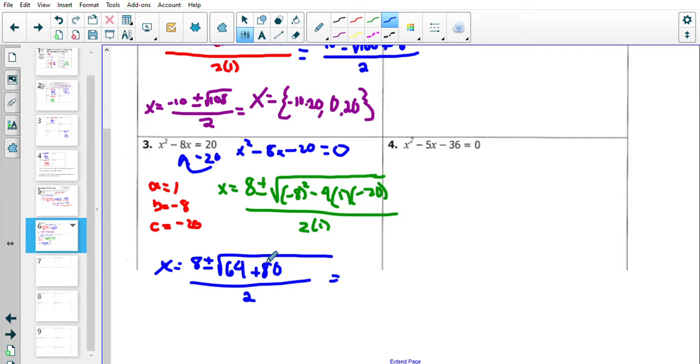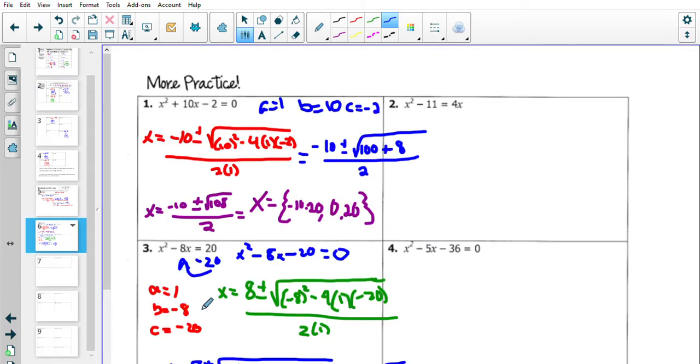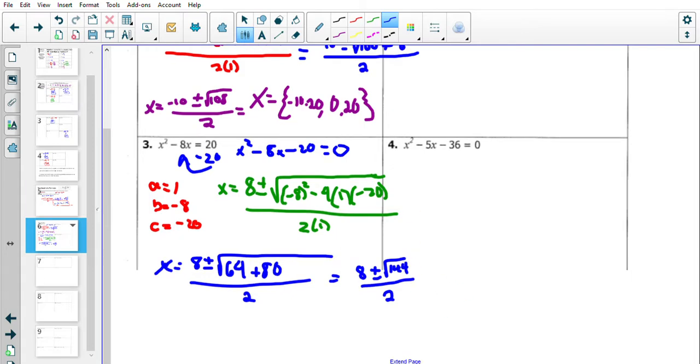Now what's nice here is when we add the 64 and the 80, so we have 8 plus or minus the square root of 144, which you should recognize as one of our perfect squares. If we take a look at our list of perfect squares, 144 is in our list. So I'm going to immediately just reduce that to 12. So I have 8 plus or minus 12 divided by 2.